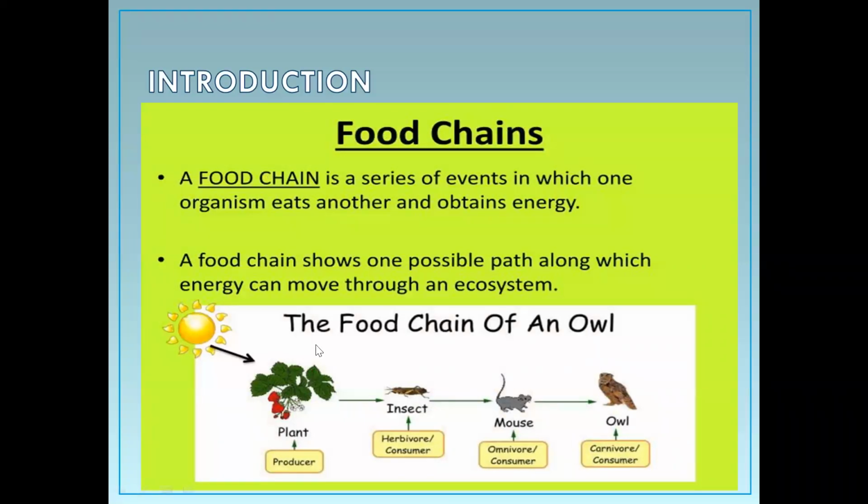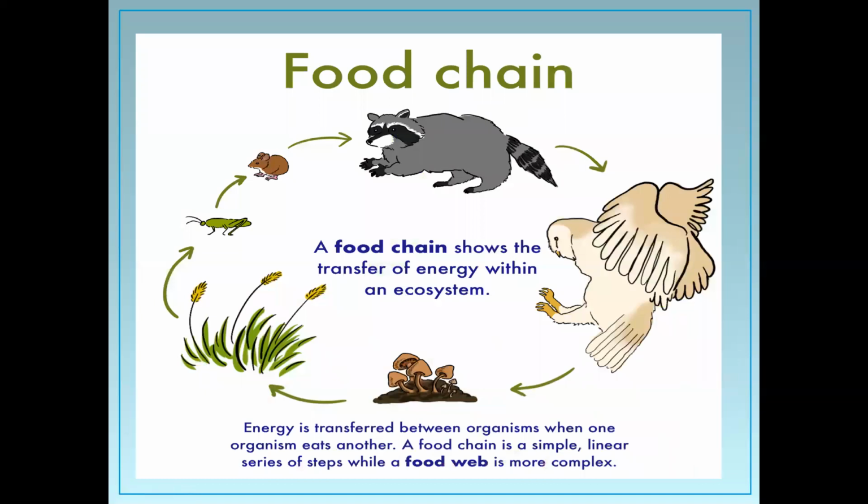I have just told you how the energy moves from here to there. So the first animal which eats this plant is called a herbivore or a consumer. The second which eats it is called an omnivore or a consumer. And the third which eats it is called a carnivore or a consumer. Okay, so what is a food chain?